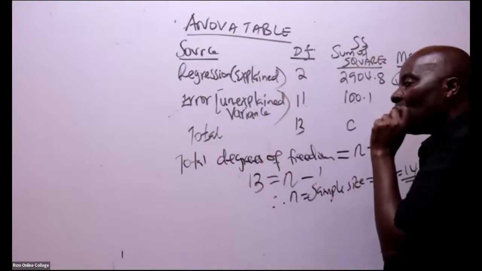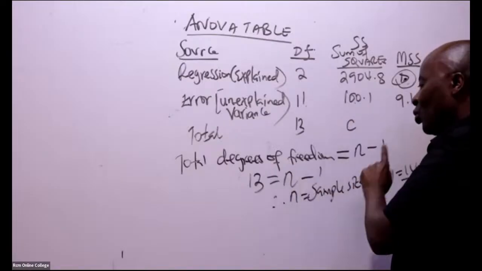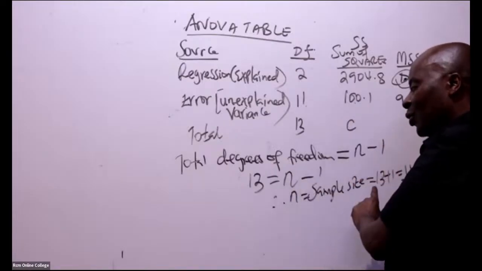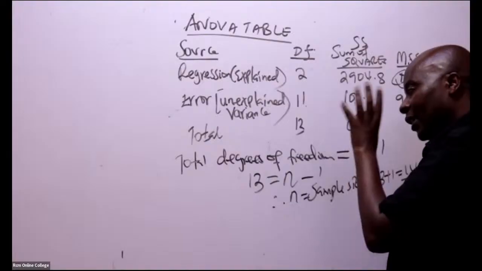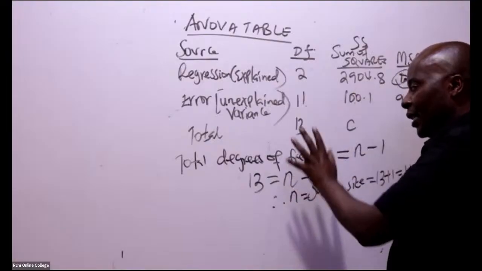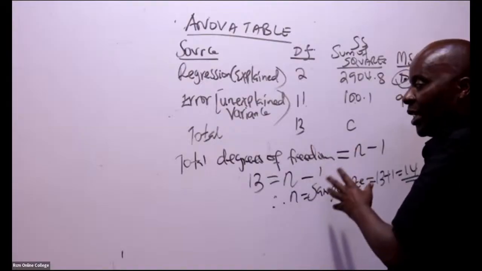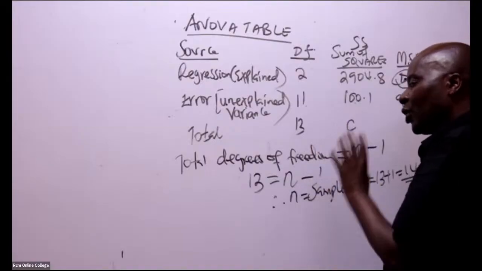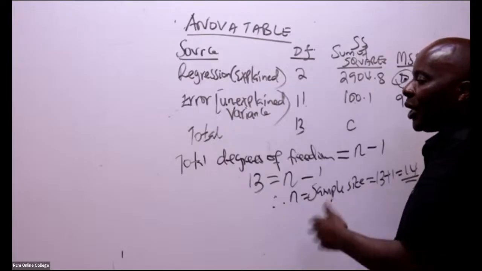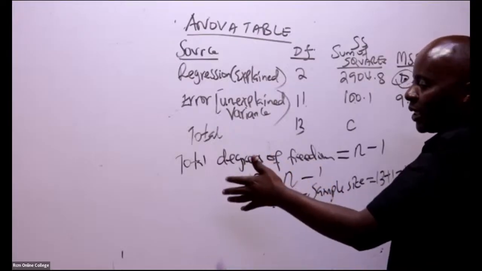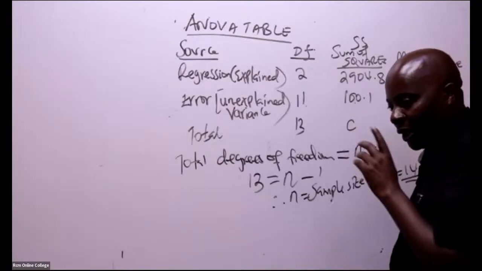So you need to know that total degrees of freedom will always be equal to n minus 1. So we would have taken 14 minus 1 to get 13. This is really critical for the foundation of this particular session: how to calculate total degrees of freedom. If I were you, I would have highlighted this.